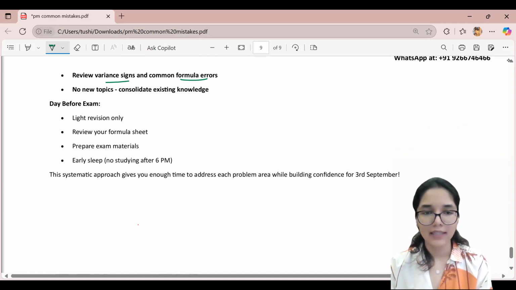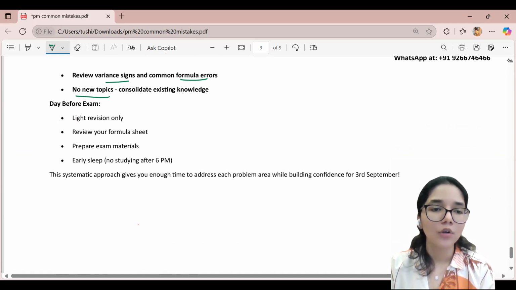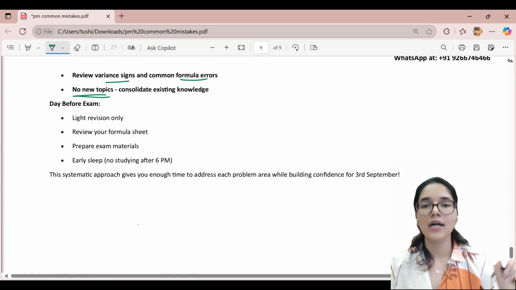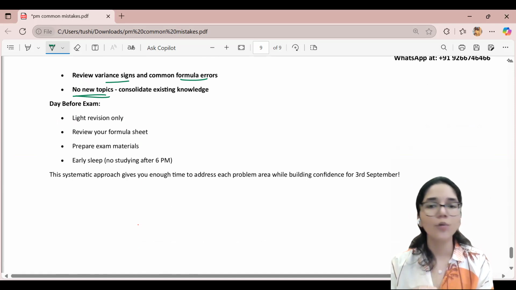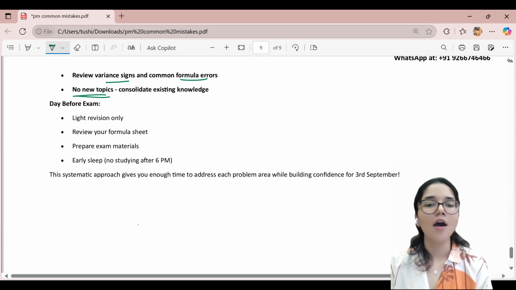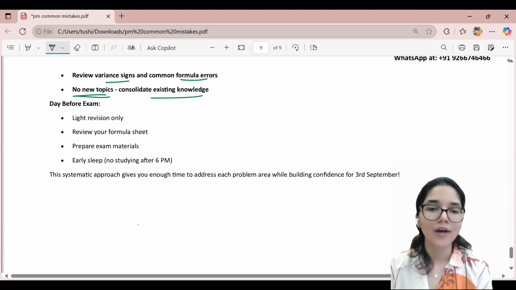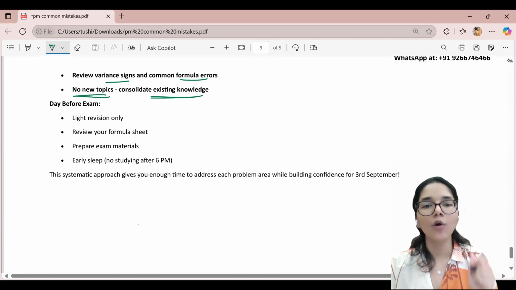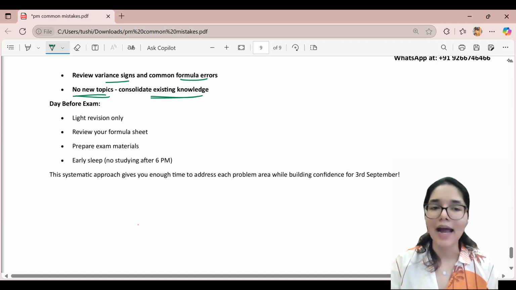One more very important thing I would like to tell you is that we now have barely 4 days left for the exam. So there are no new topics which you will try to study at the moment. If you have left out any topic till now, you are not going to take it up until the exam. That means whatever knowledge you have at the moment, you will only focus on consolidating that knowledge.